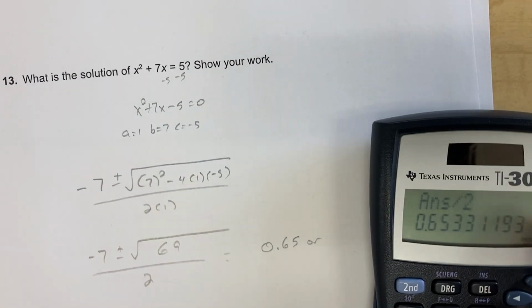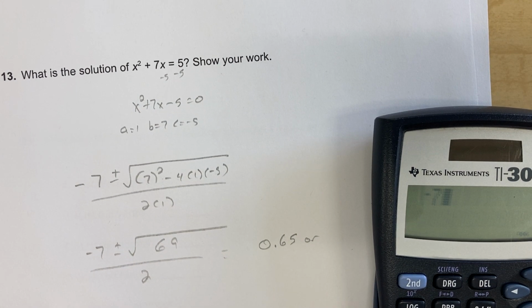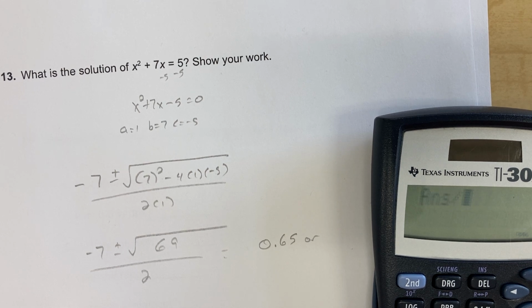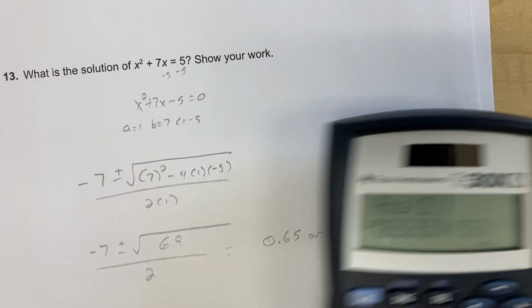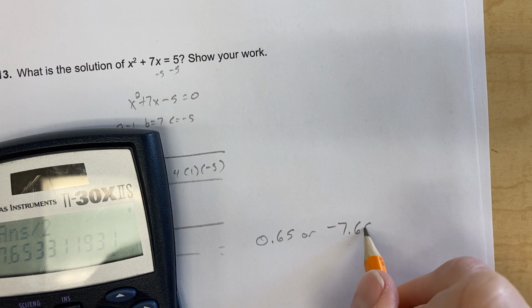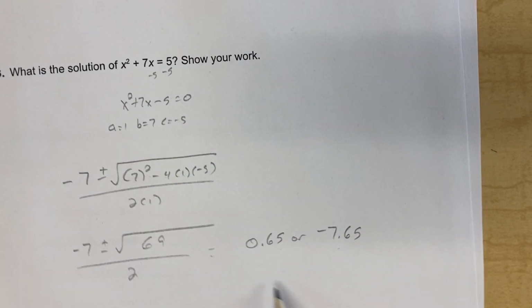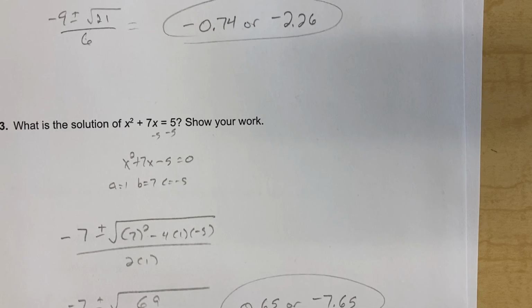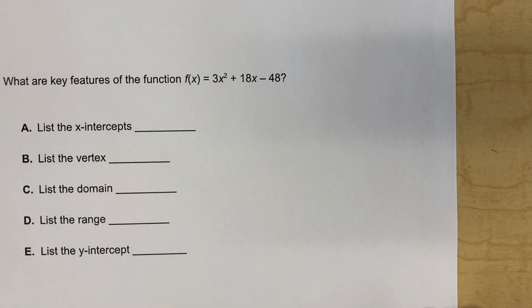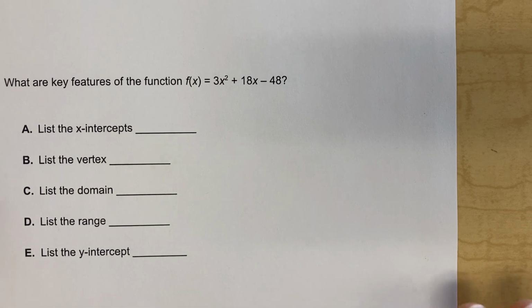All right, and then -7 minus square root 69, and then divide that by 2, gives me -7.65. All right, and those are your answers for that. So if you've been feeling good so far, that's good, because not too bad, right?